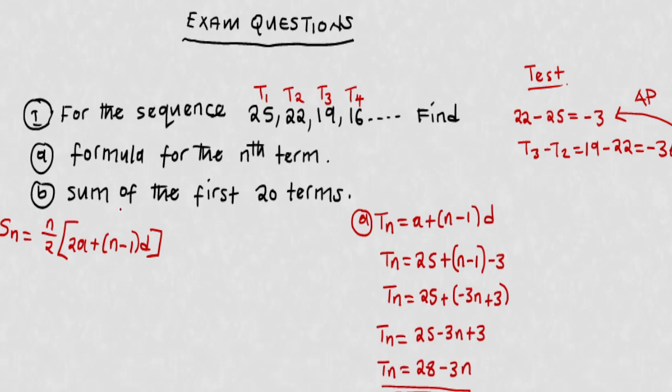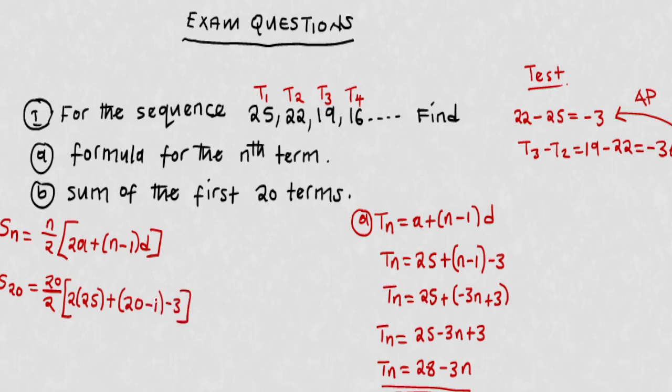So now here we're looking for the sum of the first 20 terms. So I'll say sum, where there is n, now I'll be replacing with 20. So I'll say 20 over 2. Then here it will be 2 times a, where the first term is 25, so it will be 2 multiplied by 25. Then I'll say plus, our n, we know n is 20, so this will be 20 minus 1. Then our d, the common difference, was negative 3, like that.